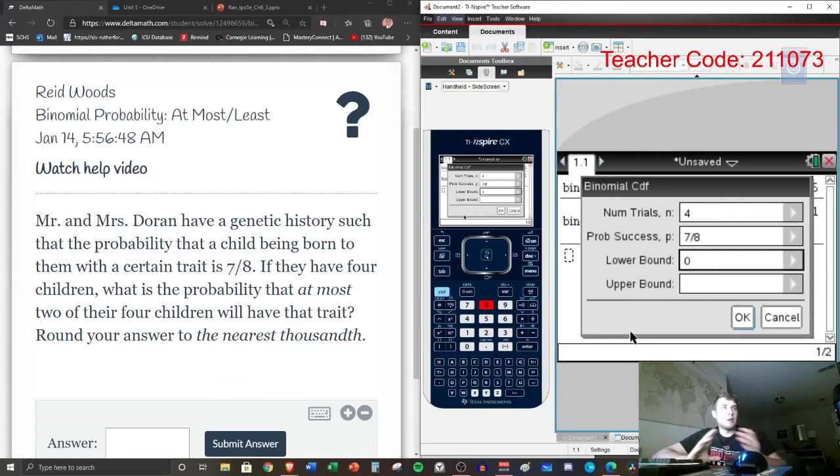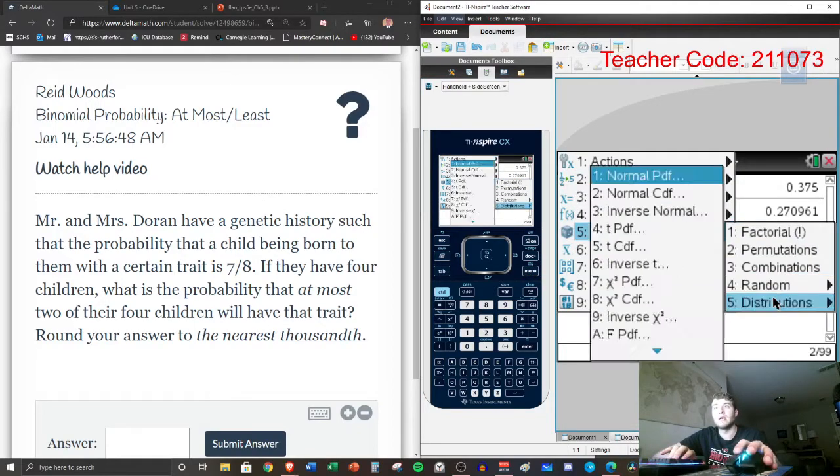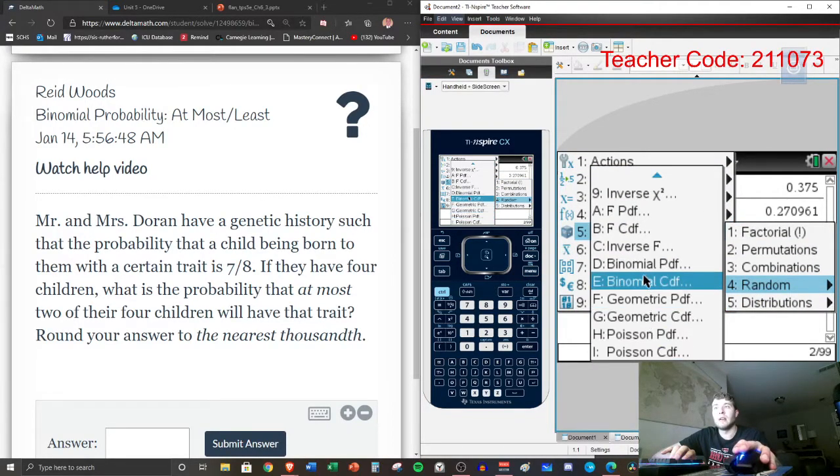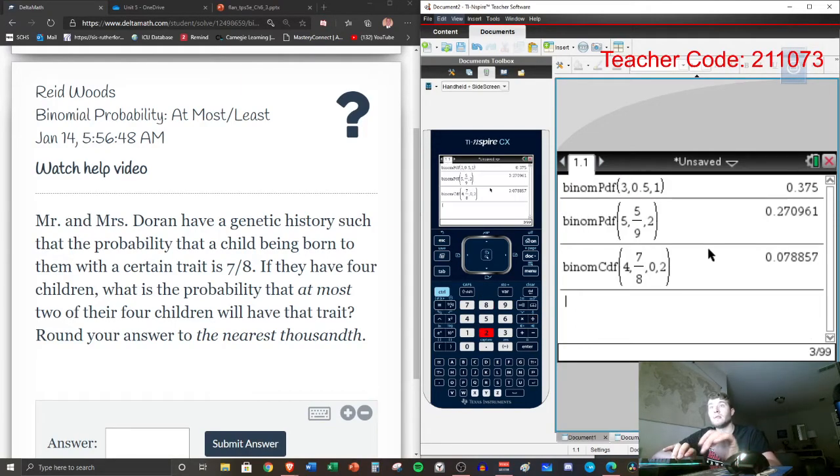So we have this lower boundary and upper boundary, and we know the most they want is 2. What's the lower boundary? That means 0, because none of them could have it. So this would be the correct sequence to type in here. We hit OK. I don't know what happened here. Hold on, menu, try again. Binomial CDF. We'll try again. 4, 7/8, 0, and 2. There we go. We round to the nearest thousandth, so this is 0.079.